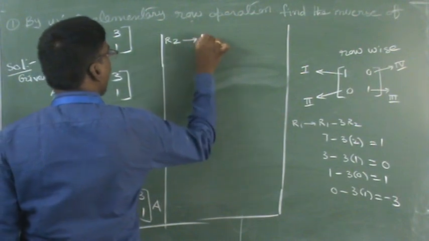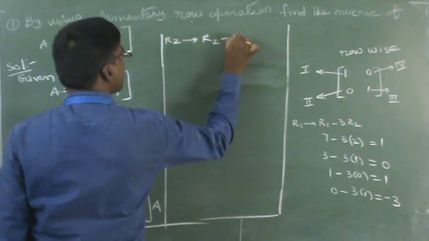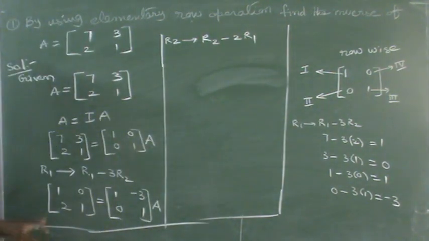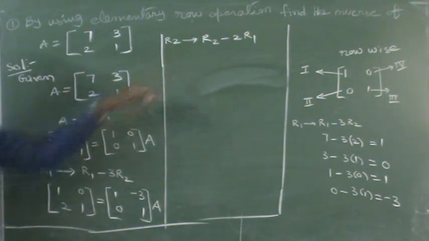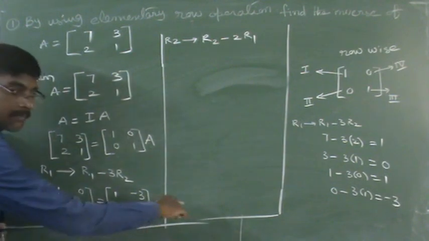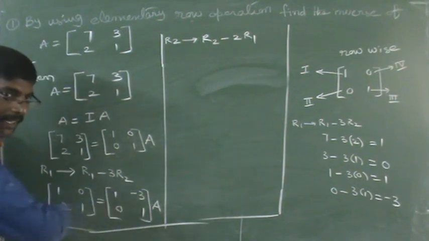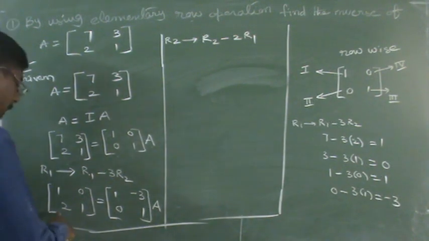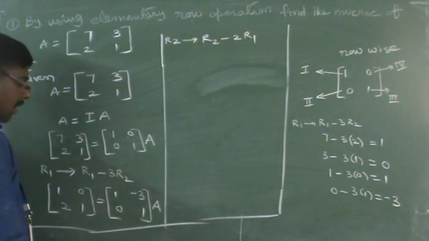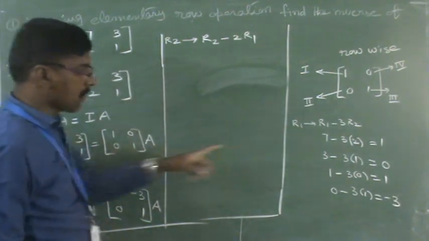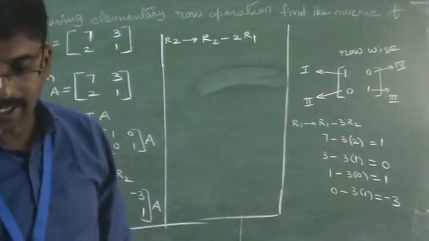R2 tends to R2 minus 2R1. See here, very clear information. R2 tends to R2 minus 2R1. This is applicable for the entire second row. We need to apply it. What will the answer be? It is applicable for the entire answer. R2 tends to R2 minus 2R1. So I think you are understanding this one. I am rubbing this out for your convenience.